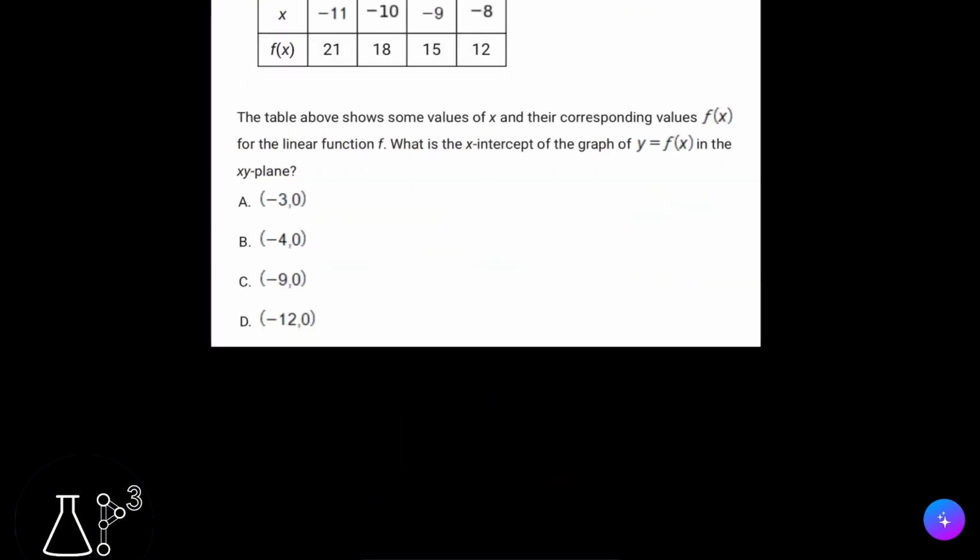Okay, let's do another question. The table shows some values of x and their corresponding values of f of x, or y. For the linear function f, what is the x-intercept of the graph y equals f of x in the xy-plane? Okay, so what am I looking for? The x-intercept of the graph of y equals f of x in the xy-plane.